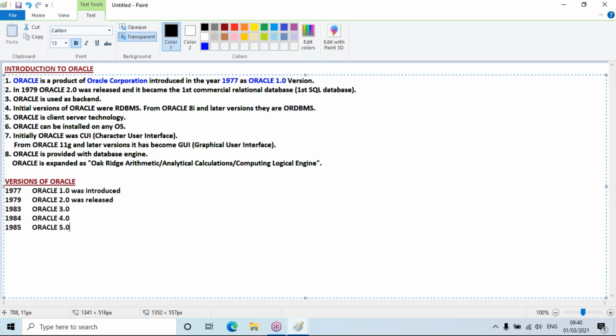After that, we have some gap for modification. In 1988, they came up with Oracle 6.0. Then in 1992, Oracle 7.0. Then in 1997, Oracle 8.0 was introduced. Then in 1999, Oracle 9i was introduced.